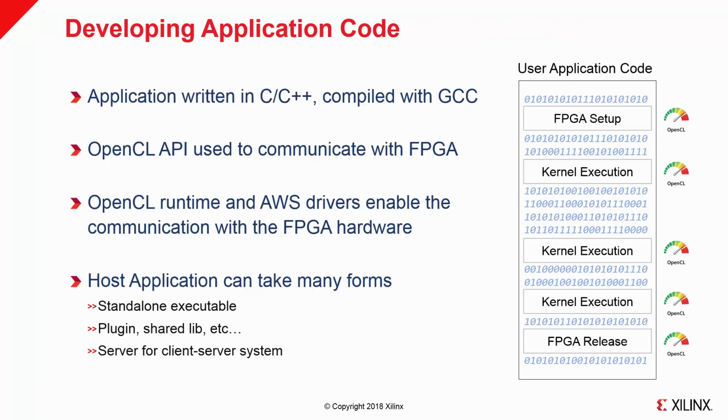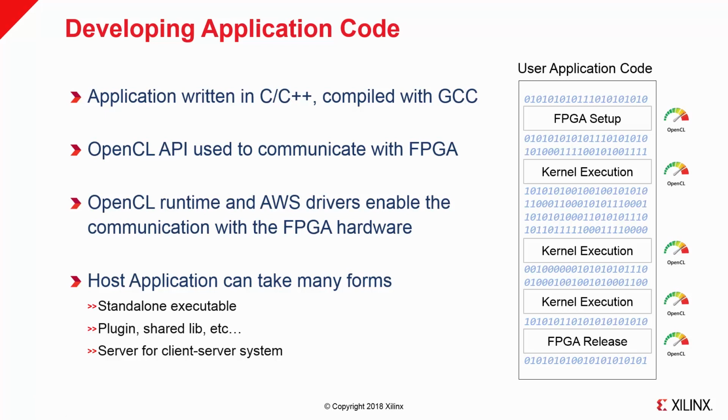The host application is written in C or C++, and is compiled with GCC. This process will be very familiar to many programmers. What distinguishes an F1 app from a standalone program is the use of OpenCL to interact with the attached FPGA device. At a high level, there are 3 main things the developer needs to think about. 1, setting up the FPGA. 2, passing data to the FPGA and executing kernels. And 3, releasing the FPGA when the program returns. OpenCL provides the necessary API to do these things. There are, of course, various optimization considerations.